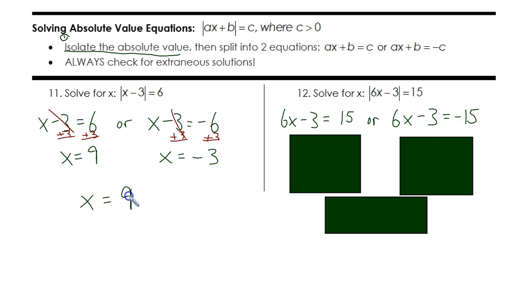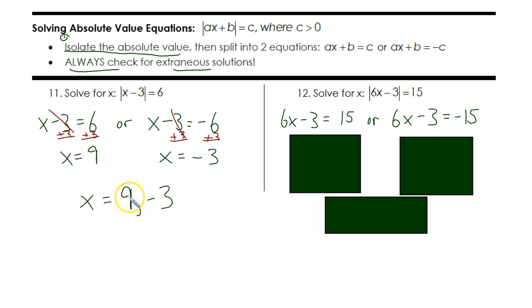I got a solution of 9, and I got a solution of negative 3. Now, the last step is to always check for extraneous solutions. And remember, these are solutions that algebraically work out. You've done the math, you know that you solved the equations correctly, you got your two answers, but you plug them back in and one of them or both of them do not work.